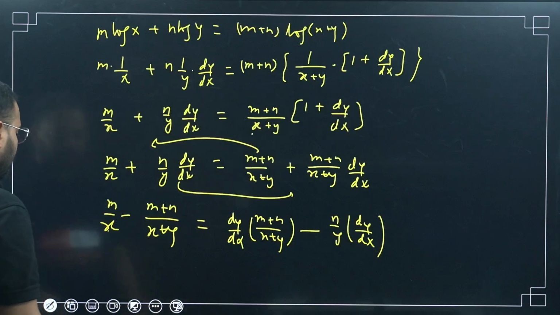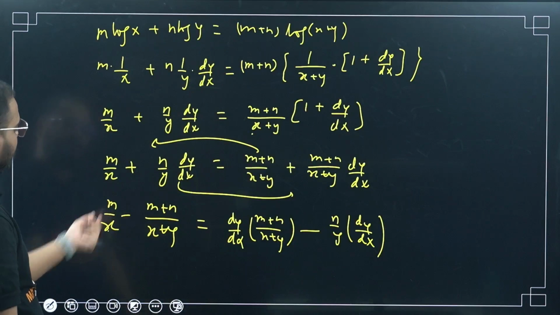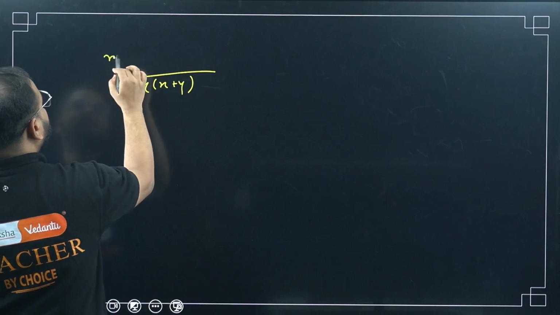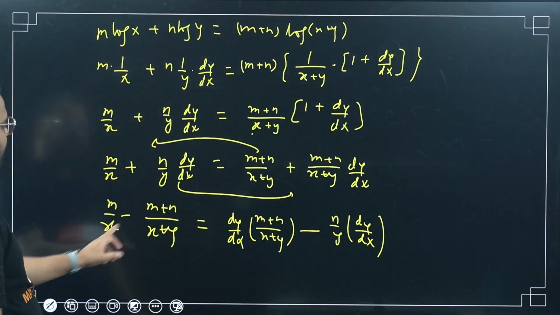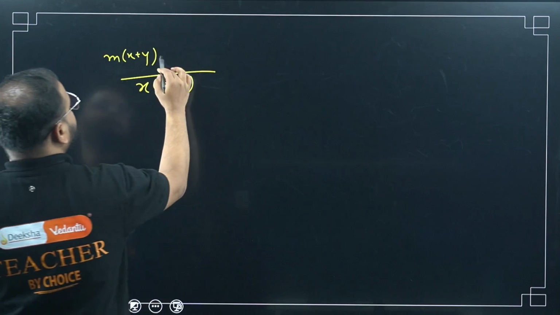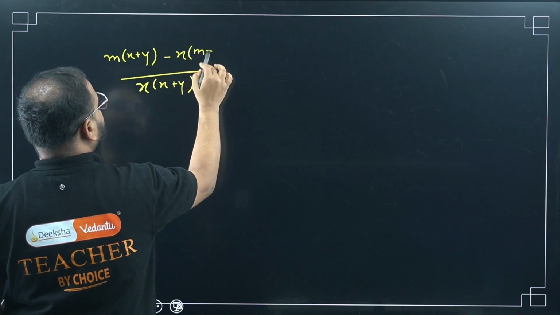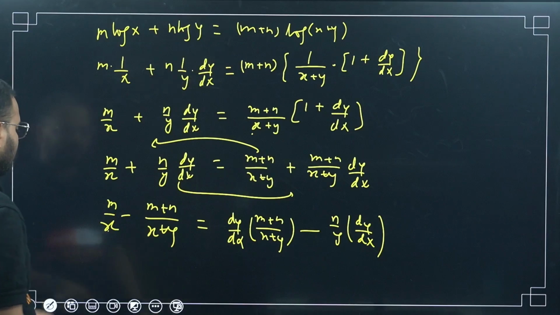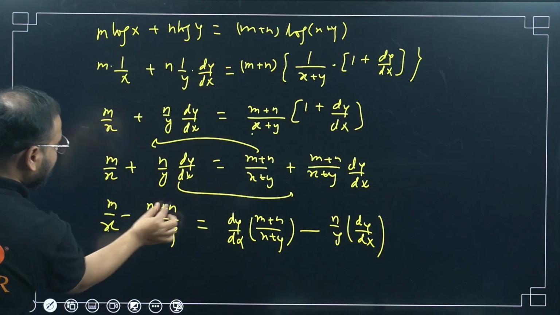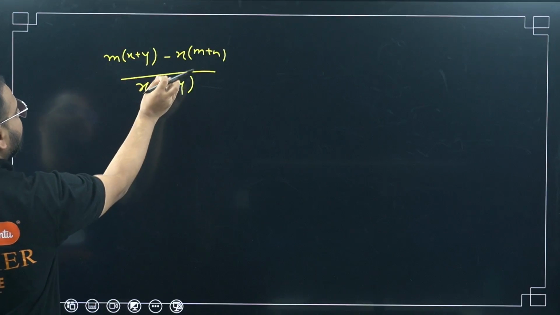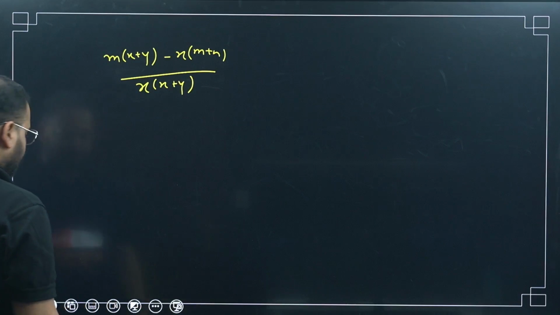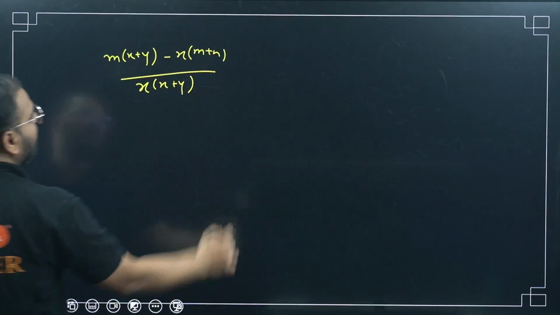How will this look? I have to multiply this x plus y over here, so m times x plus y. What next? x times m plus n. I'm doing cross multiplication: x plus y with this m and x with m plus n. Please check. Right? This is done. What about the RHS?